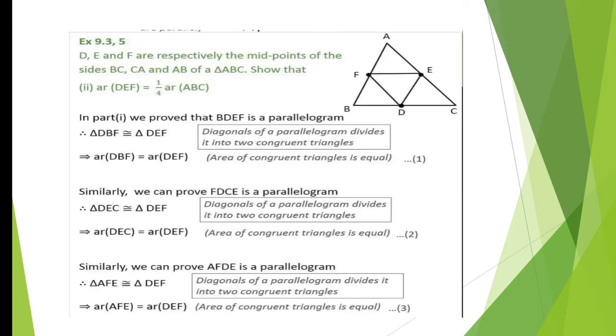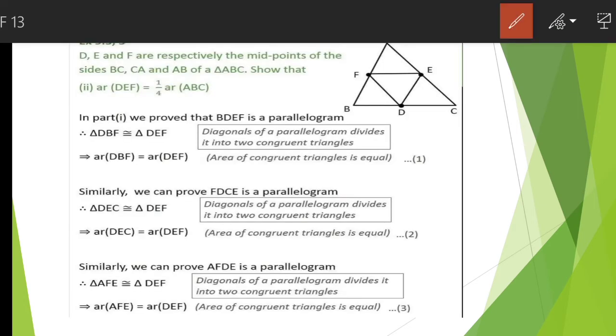Now the second part of the sum says D, E, F are respectively the midpoints. Now we have to show that the area of DEF is 1/4 of the area of ABC. That means the middle part, this part, is 1/4 of the full triangle.